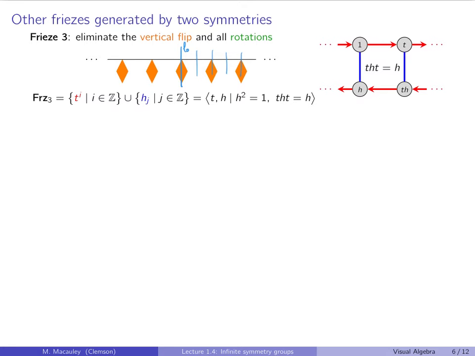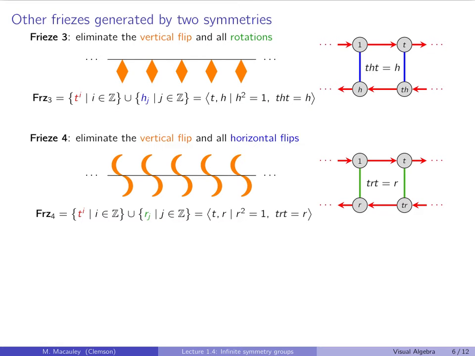So this frieze group has all translations and all horizontal reflections. A presentation is that it's generated by T and H, where H squared is the identity, and we have the same little motif, THT equals H. And this is what we saw in the dihedral group, and it's also what we saw in the second frieze in the previous slide. So these groups are going to be isomorphic because they have Cayley diagrams that have the same structure.